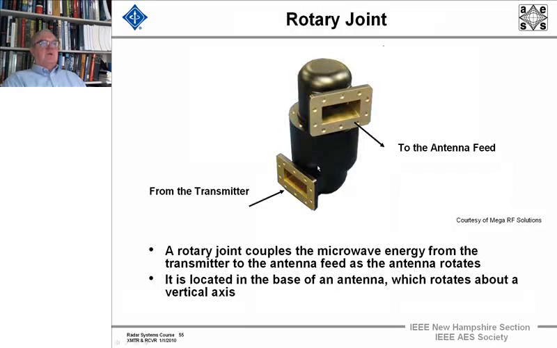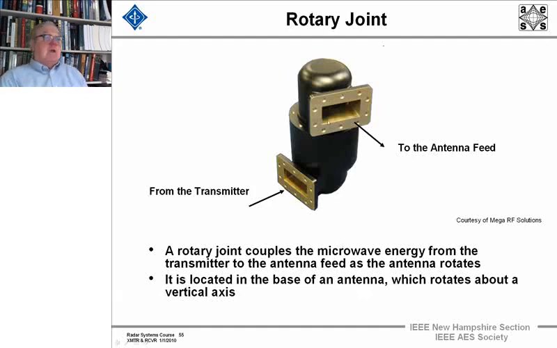Here's what a rotary joint looks like. If you have a transmitter, it's going to be putting a signal in, and if you have an antenna that's rotating around, you have to have a joint that's flexible. It couples microwave energy from the transmitter to the antenna feed as the antenna rotates. And again, there'll be a loss in here. And it's located in the base of the antenna, which rotates about the vertical axis.